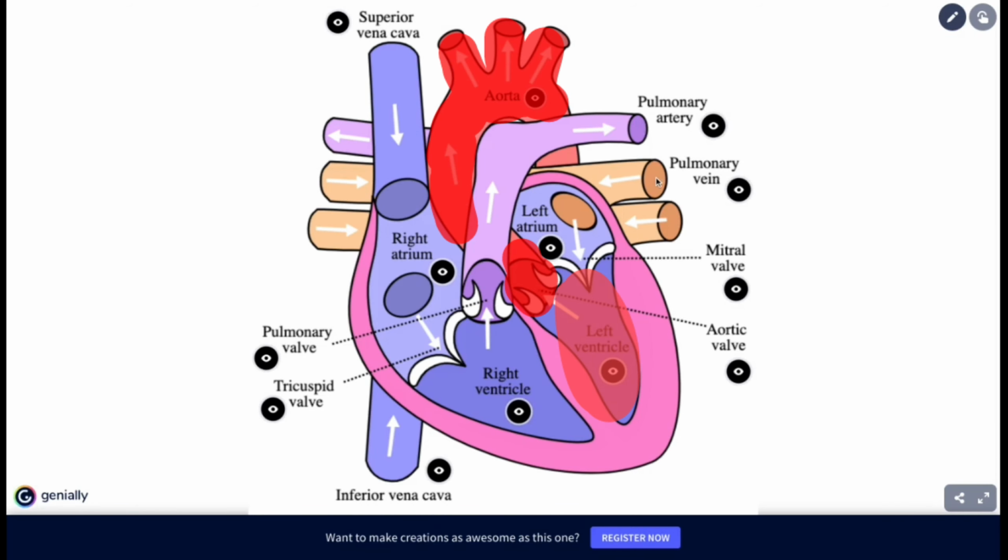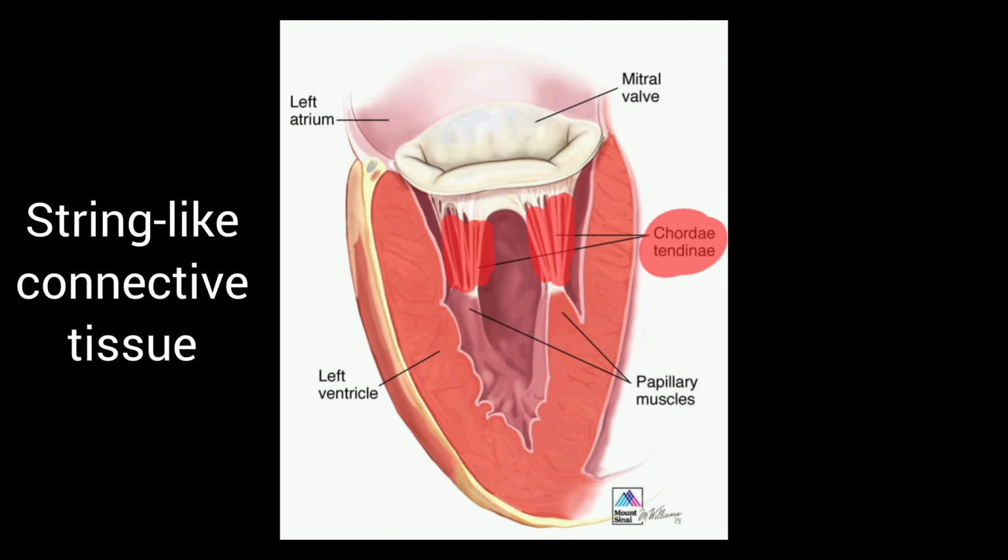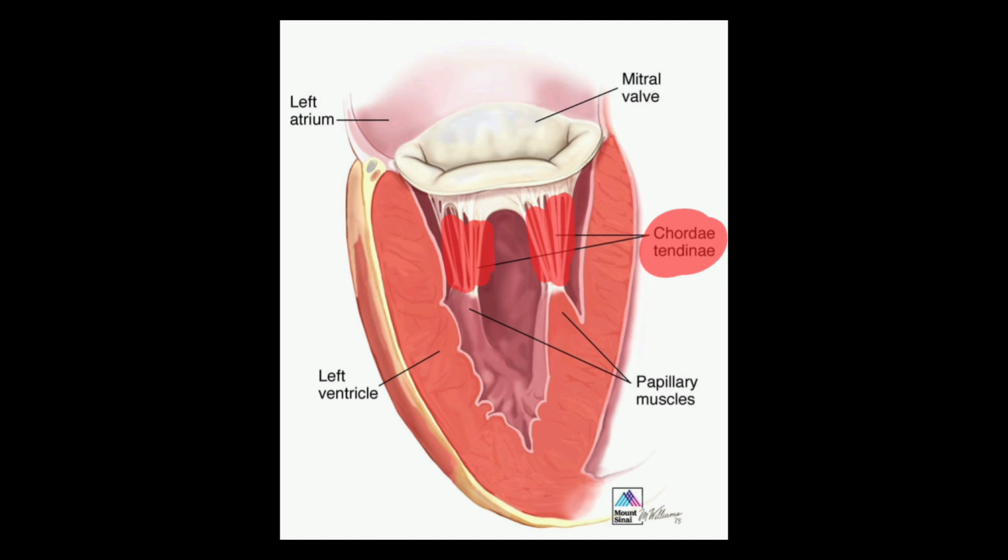You may wonder though, how do valves do this? Well, papillary muscles and tendinous cords, or chordae tendineae, play a huge part in the opening and closing of valves. Firstly, tendinous cords are string-like connective tissue, which, when connected to papillary muscles in the heart, help prevent valves from opening the wrong way, just like how door hinges prevent a door from opening the wrong way.